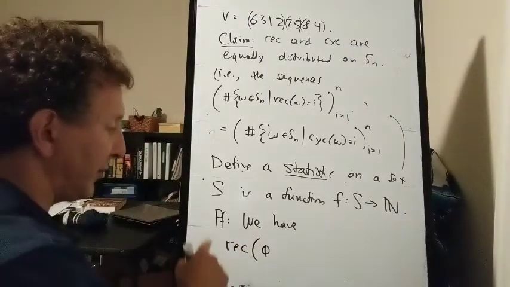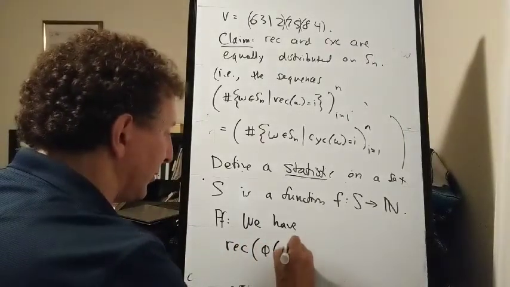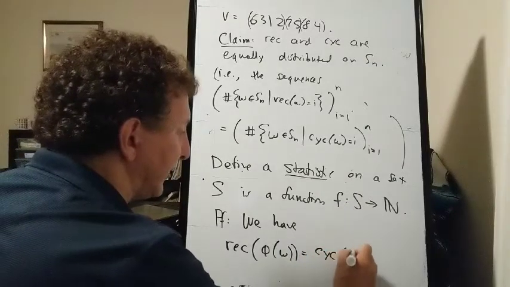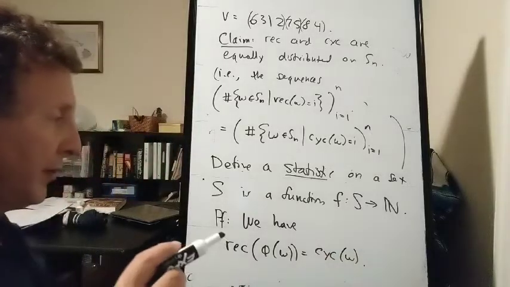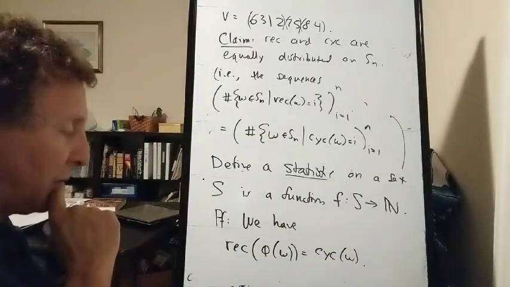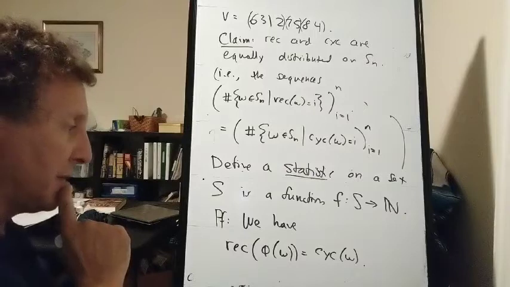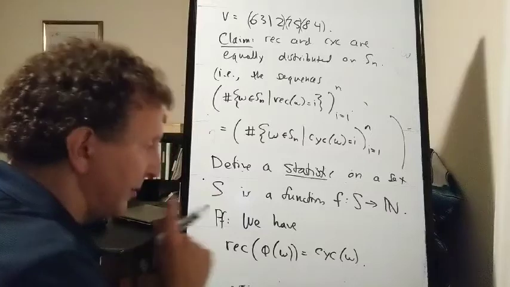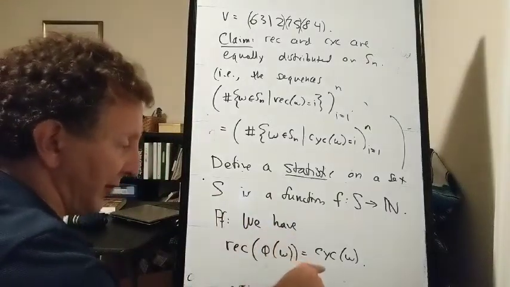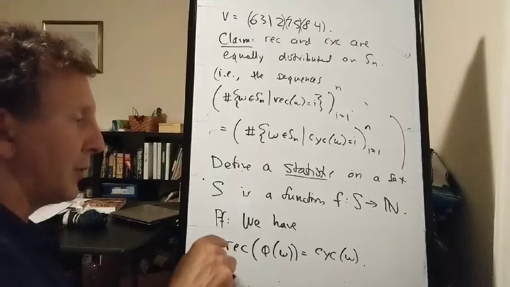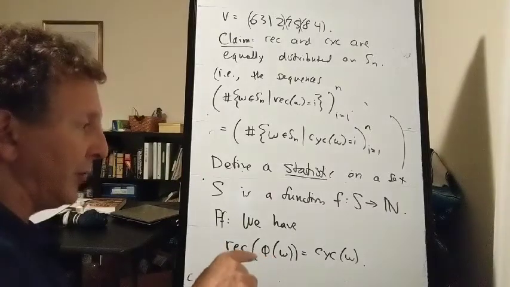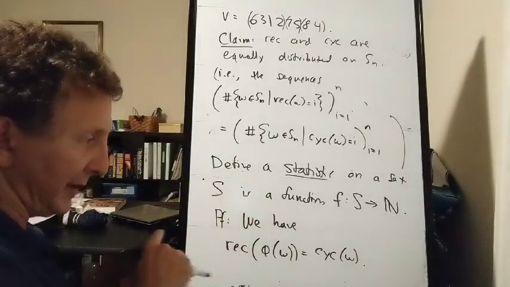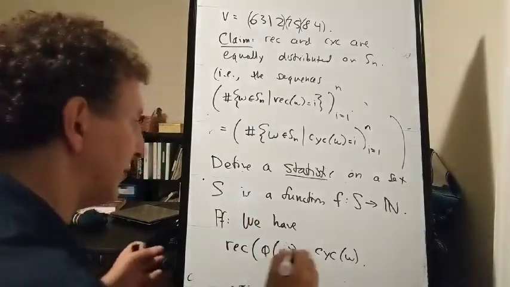So we have records of phi of W equals the number of cycles in W, because of the way the parenthesis erasing map works: we write a permutation in standard cycle notation, and then when we erase the parentheses, the beginning of each cycle is a record in that sequence of letters.